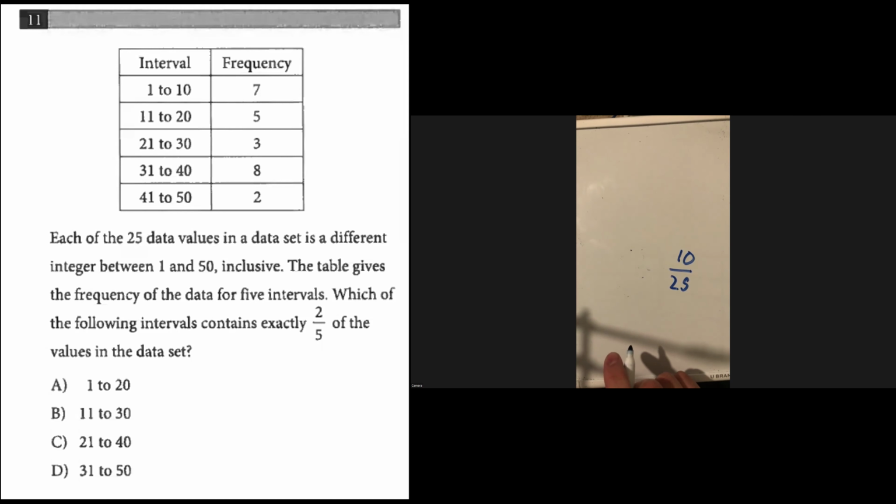And then we just need to look at the frequencies and figure out what frequencies would add up to 10. Looking at the entries, 1 to 20, 7 plus 5 is not equal to 10. 11 to 30, 5 plus 3 is not equal to 10. 21 to 40, 8 plus 3 is not equal to 10. And then 31 to 50, 8 plus 2 is equal to 10. So the correct answer is answer choice D.